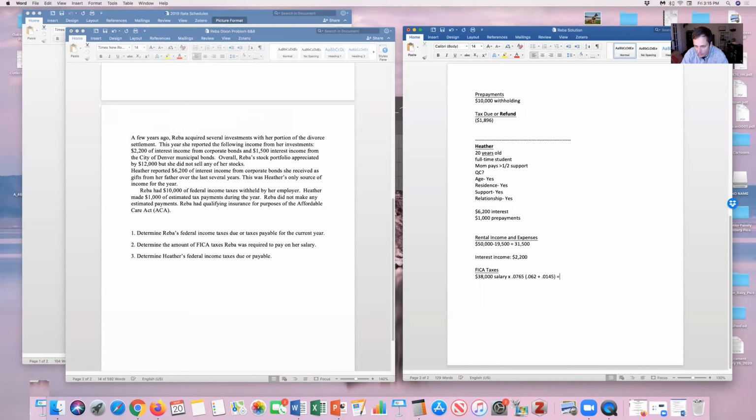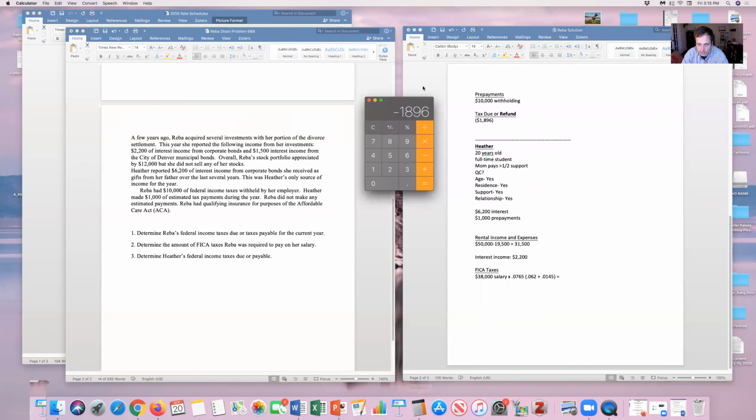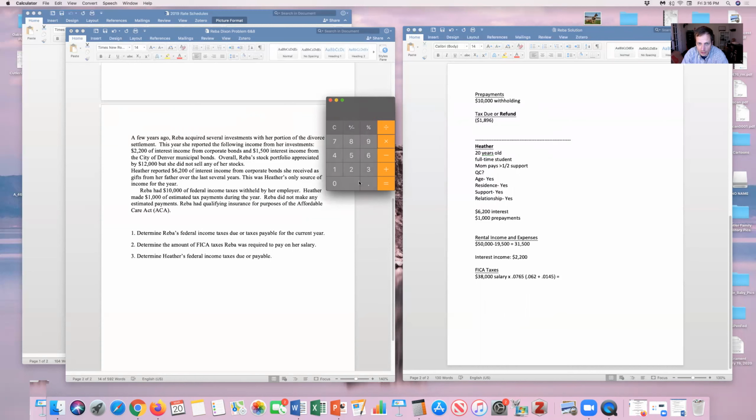So that's going to come to 38,000 times 7.65%, which is 2,907. That should be our answer. It should have been withheld from her paychecks during the year.